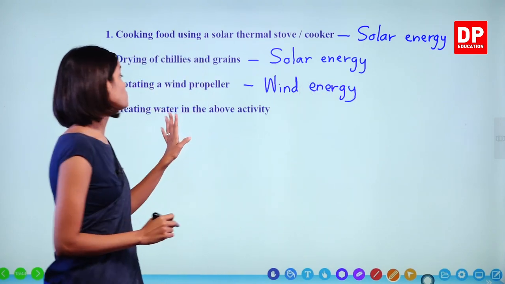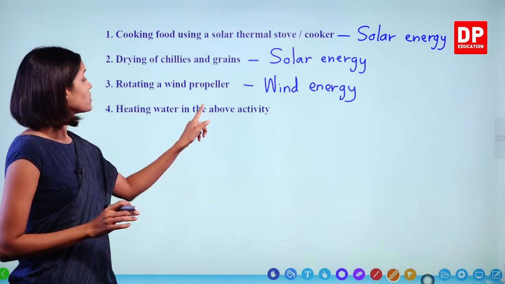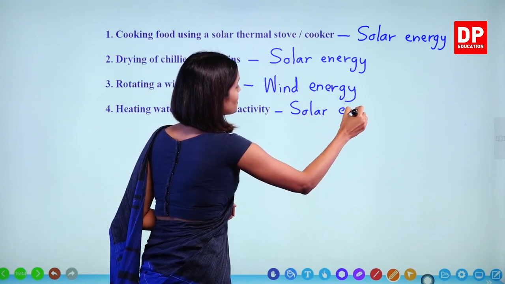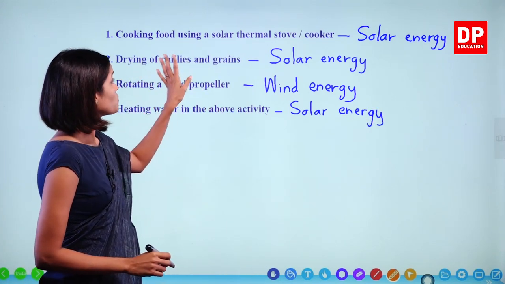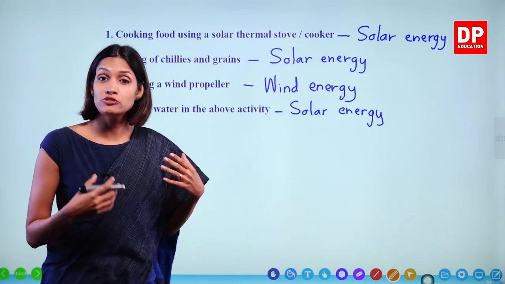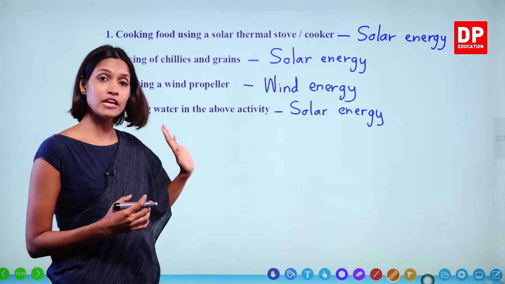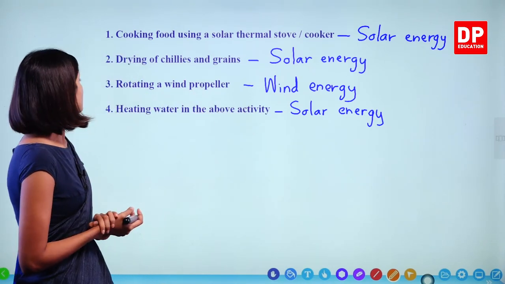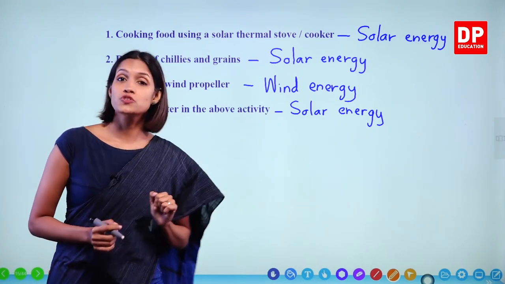And finally, heating water in the above activity using that solar thermal box stove that we made. So here also we use solar energy. Right? So cooking food using a solar thermal cooker uses solar energy, and for drying of chilies and grains, in order to dry, heat has to be there. Therefore, we use the heat given by the sun, which means solar energy. For rotating a wind propeller, we use wind energy. And heating water in the activity we did before, that is also solar energy.